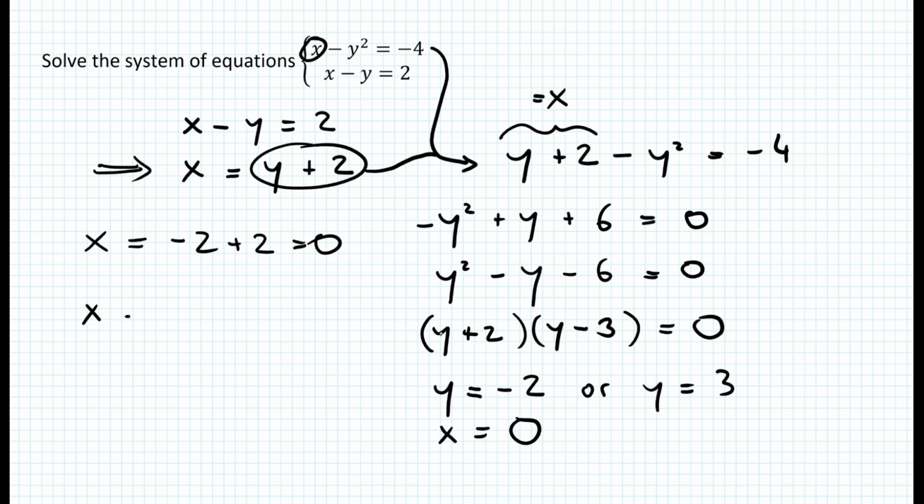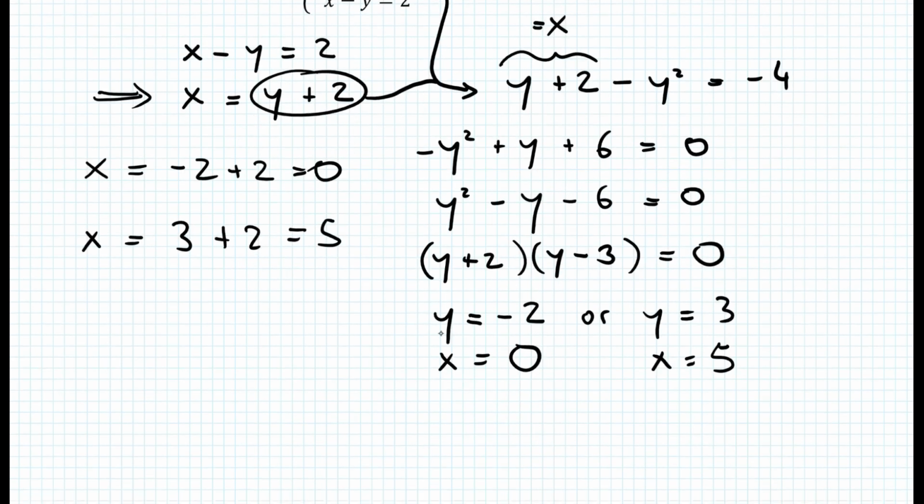And the second point, we substitute 3, okay? 3 plus 2, and we get 5. So that means that x is equal to 5 here, okay? So these are basically the points here. So the first point of intersection is going to be at 0, negative 2. And the second point of intersection is going to be at 5, 3.